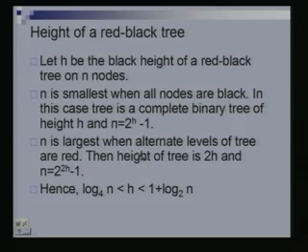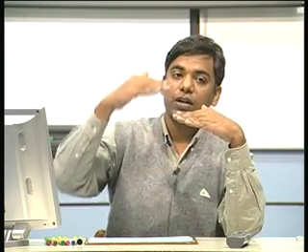When would we have that? When every black node has two red children, but a red node cannot have any red children, right? So then it will have to have black children, which will have to have red children, and so on. So we have these alternate layers of black and red. So we start with the black, then we have a red layer, then we have a black layer, then a red layer, and so on. So if the number of black layers is h, then the number of red layers is also h, right?